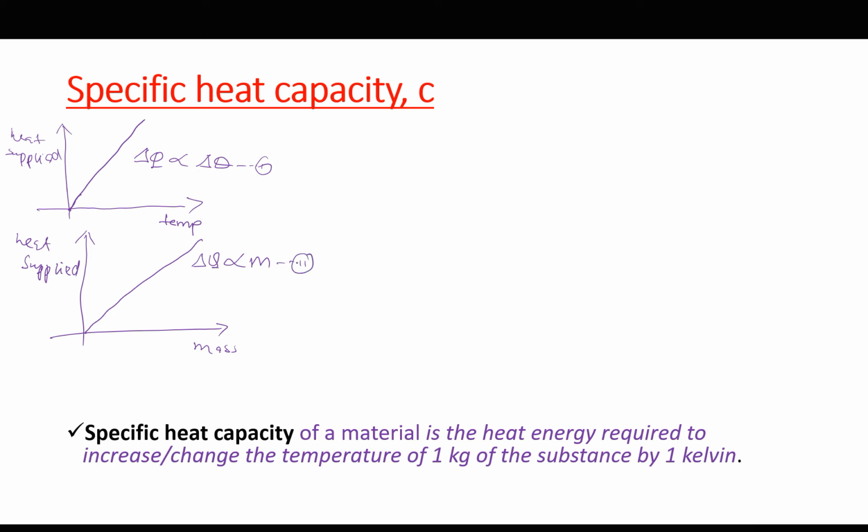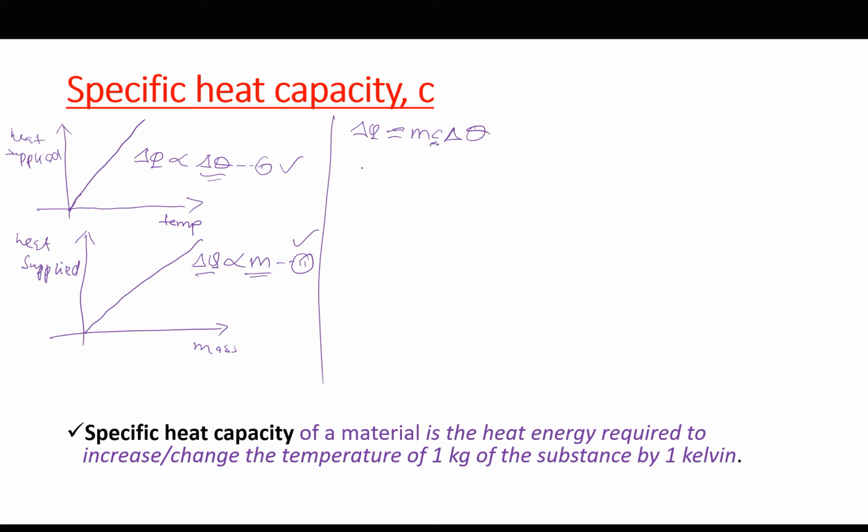So this is going to be our second equation. So let's try to combine the first equation and the second equation. Delta Q is directly proportional to delta theta. Delta Q is still directly proportional to the mass. So it implies that delta Q is going to be equal to the mass times specific heat capacity times delta theta. So I have just introduced equal signs and a constant C that we have already seen from IGCSE.